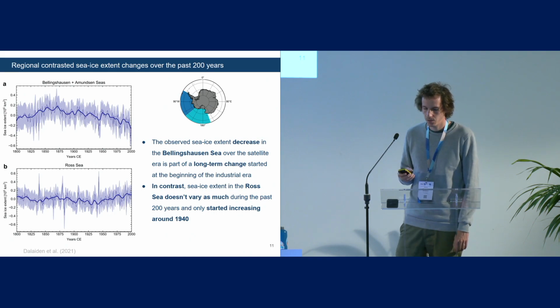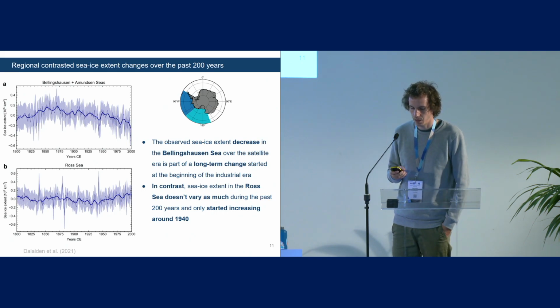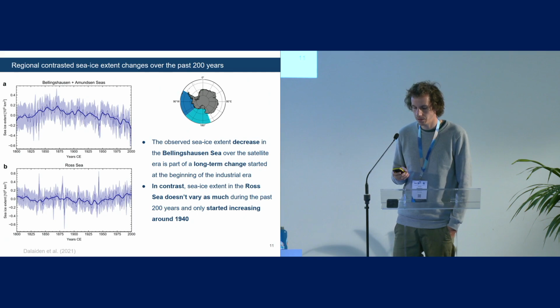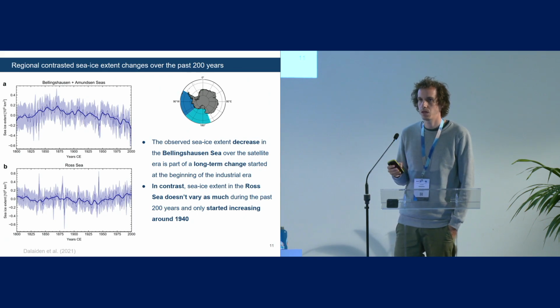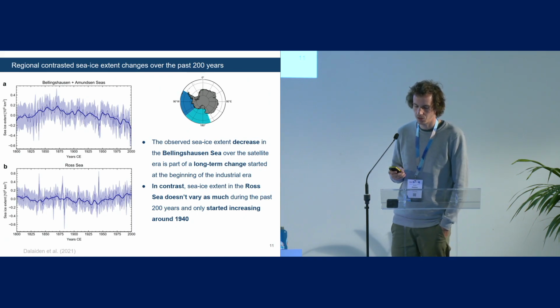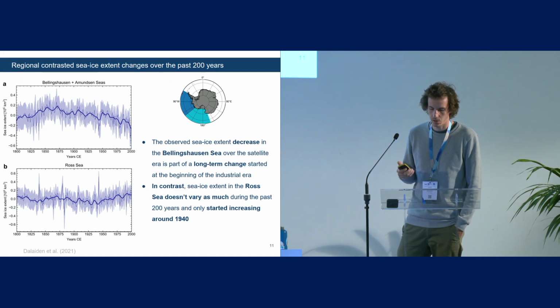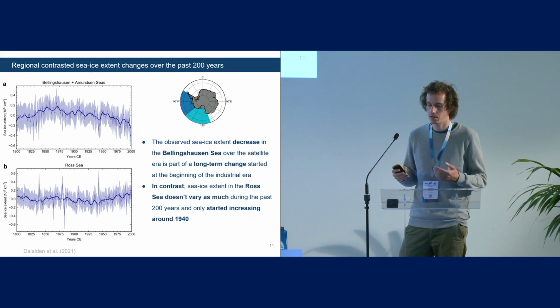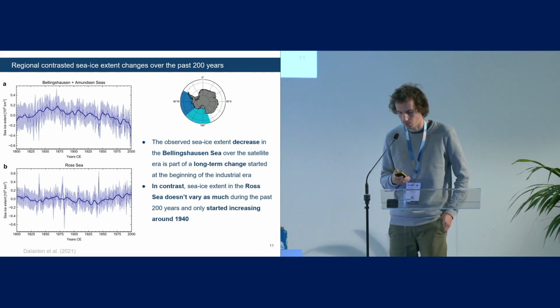In contrast, the Ross Sea was relatively stable, and it has only increased recently, at the same timing as the deepening of the Amundsen Sea Low, so around 1940. So it suggests again that maybe the Ross Sea is more related to the wind changes, while the Bellingshausen and Amundsen Sea is more connected to the rest of the globe.